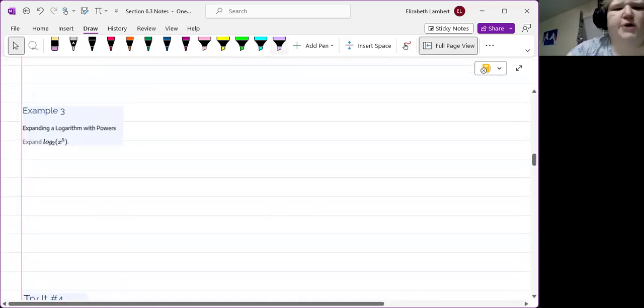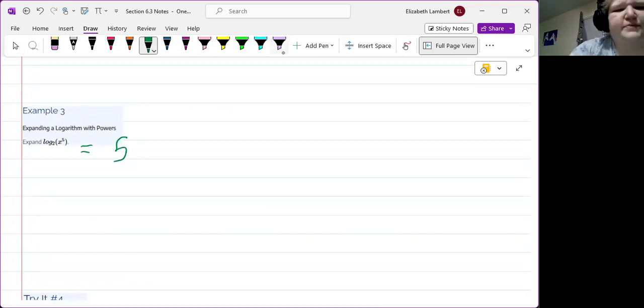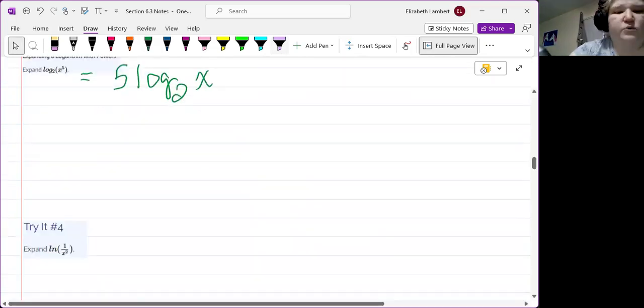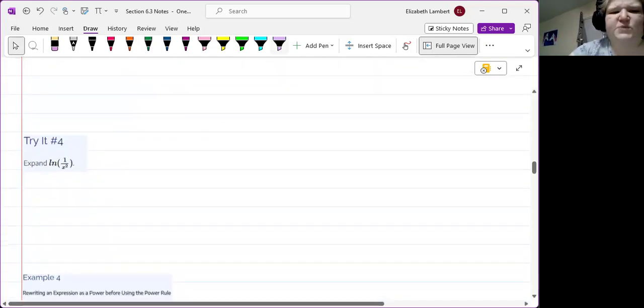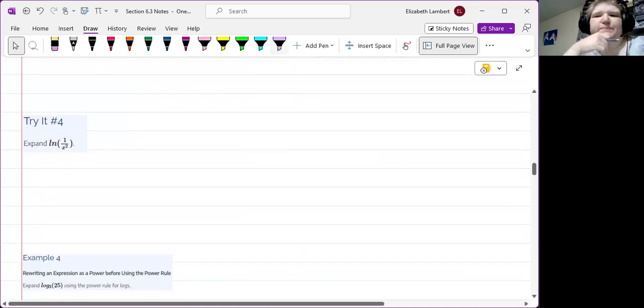So, expanding a logarithm with powers: log base 2 of x to the 5th. Power comes down. 5 times log base 2 of x. That's why I like the power rule. This next one's a little more interesting. There are 2 ways to think about it.